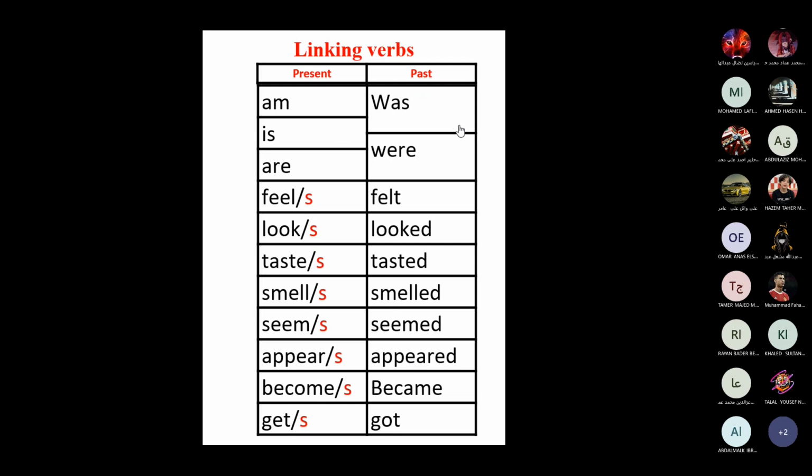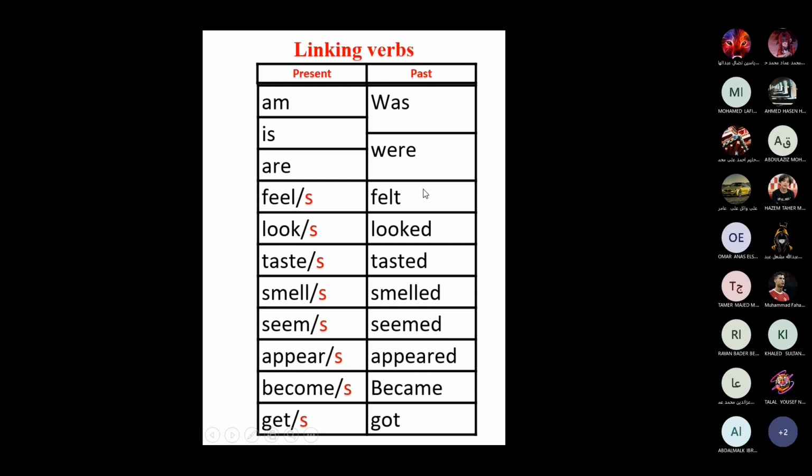Excellent. Okay. Right now, you want to ask me a question, guys. So I want to explain something to make it clear that am and is go with was. Am and is with was, okay? And are with were. You have to know that am and is have the past was, and are has the past were. Like that.